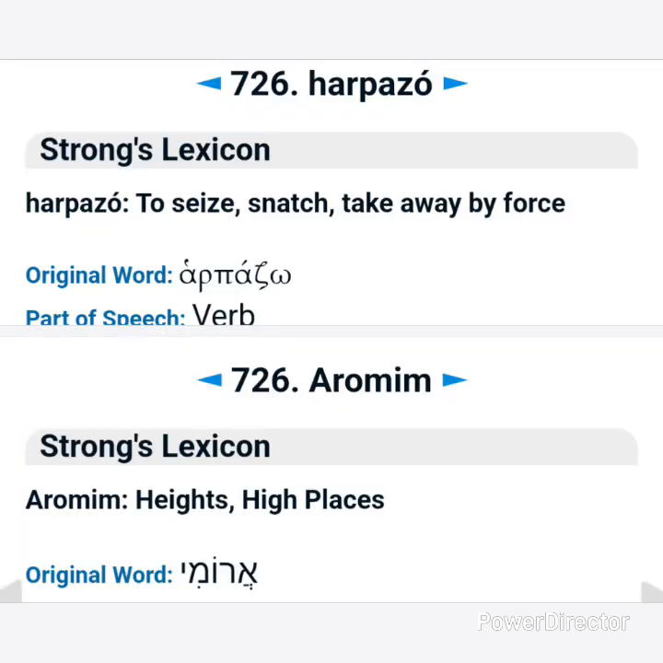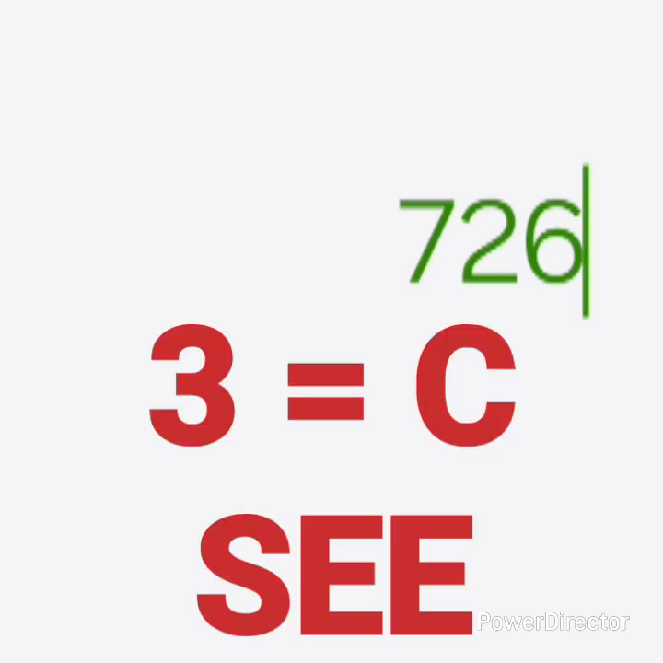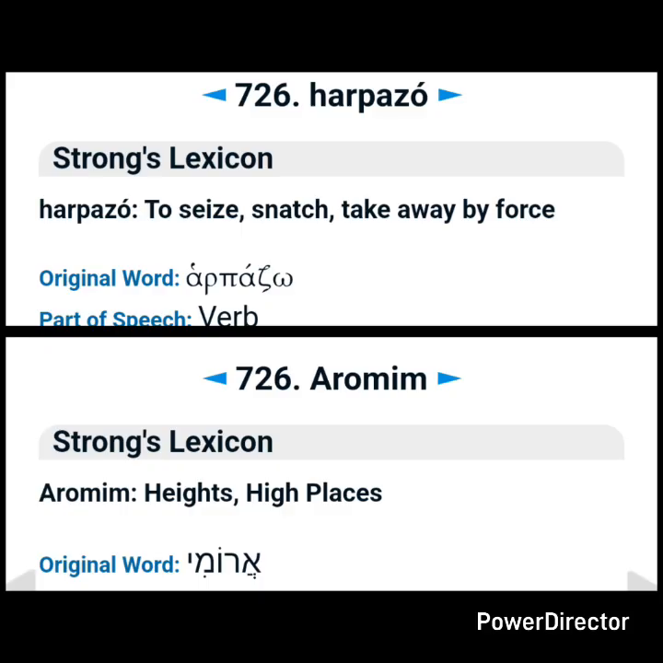363 is 726. Harpazo, caught up in the Strong's Concordance. What are the odds, man? Oh man, so cryptic in these movies. And then it's the dot 3. Now, what is the third letter of the alphabet? C. Get it? C. And also 726 in the Hebrew means heights or high places. So caught up to high places, heights.